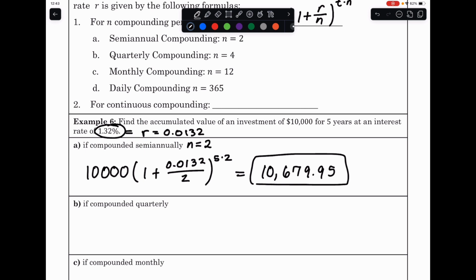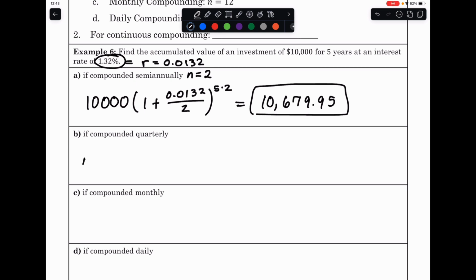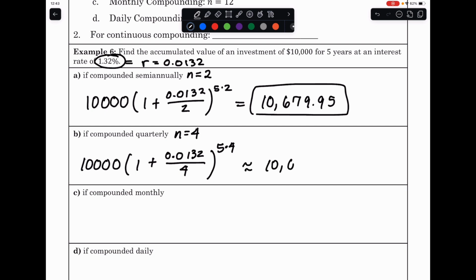Now, if we look at the second example, same scenario, we still keep the $10,000 at the same interest rate for 5 years, but this time we want to compound it quarterly. So we're going to have the value of n be 4. And that is not going to give much difference. Notice that compounding at different intervals doesn't make much of a difference in your overall balance. It's less than $1 difference between compounding 2 times and compounding 4 times.